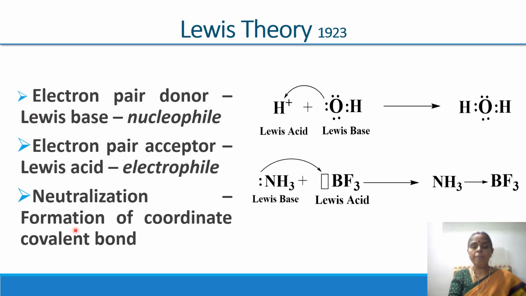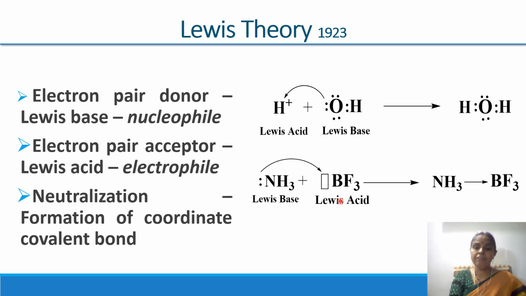Neutralization is simply the formation of a coordinate covalent bond. We know very well that a coordinate covalent bond is a covalent bond formed by the sharing of an electron pair which is contributed by one single atom only. So, formation of a coordinate covalent bond is a neutralization reaction according to the Lewis acid base theory. You can see here NH3 and BF3. NH3 is the Lewis base because it is donating the lone pair of electrons that is present on nitrogen, and BF3 is the Lewis acid because it is accepting the pair of electrons donated by the nitrogen atom. Here you can see boron belongs to the 13th group. 13th group elements are electron deficient.